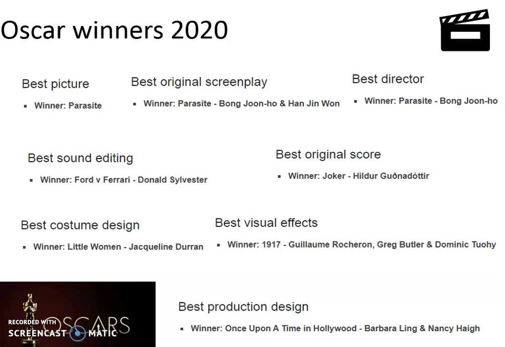You can see the best production design then went to Tarantino's Once Upon a Time in Hollywood. The best visual effects, unsurprisingly, going to 1917, who did some incredible things with that point of view and that single shot, that continuous shot that just made things look so lifelike and utterly convincing for the war.